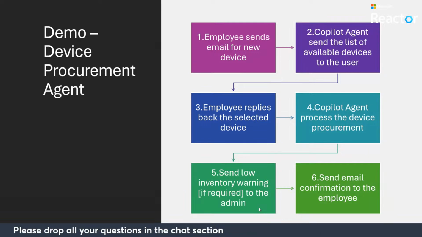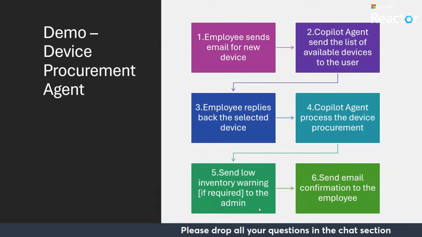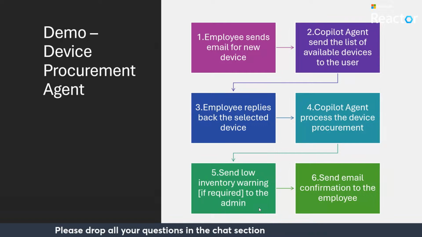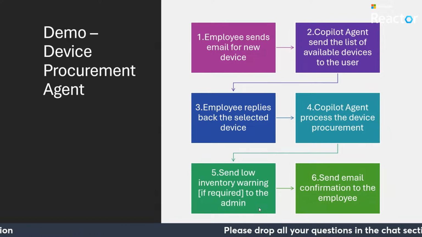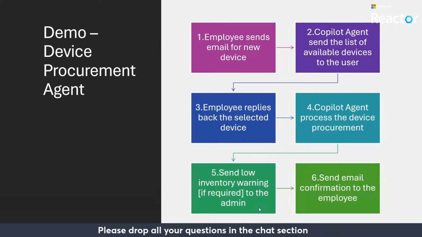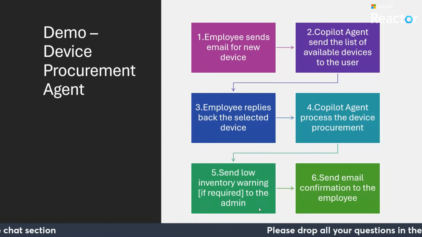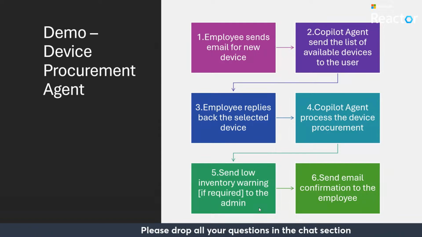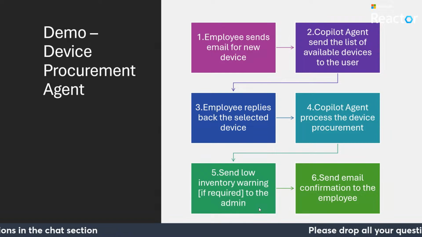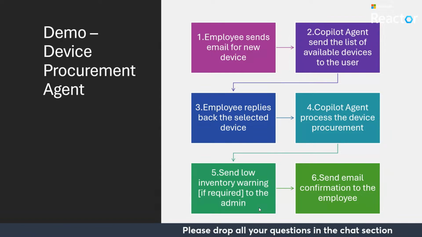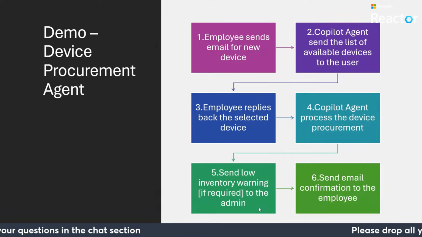Assume that whenever a new employee joins and sends the mail for a new device, the Copilot, our autonomous agent, is going to get triggered once it receives an email for a new device requirement. Then the Copilot agent will send the list of available devices or approved laptops to the user. And then the employee can select the laptop model he wants and reply back to that mail. And once again the autonomous Copilot agent will receive the reply that this user has selected this device.